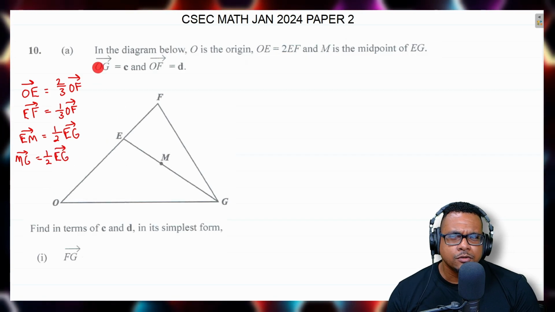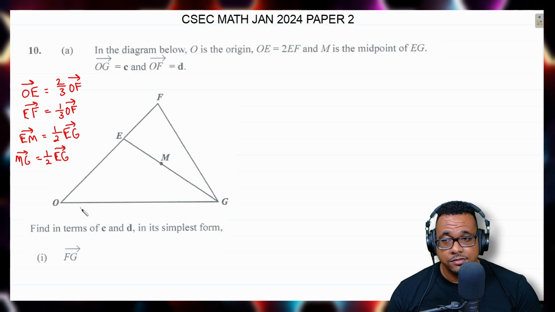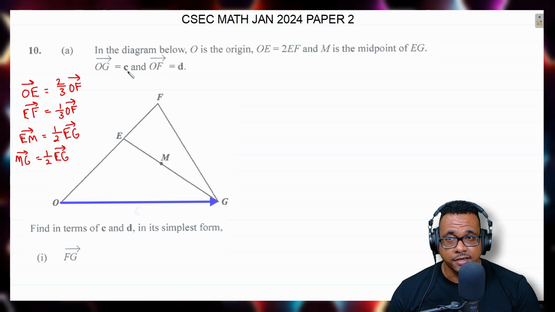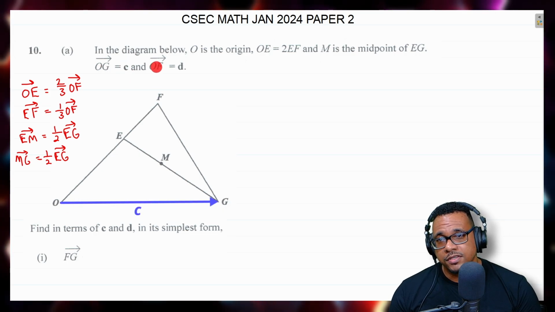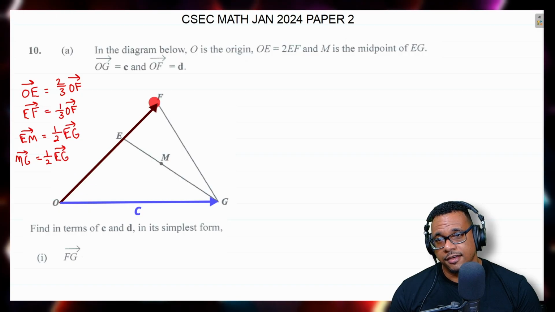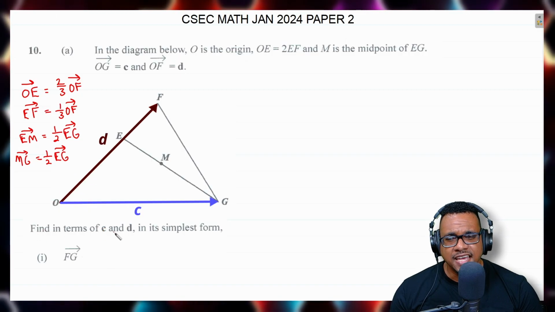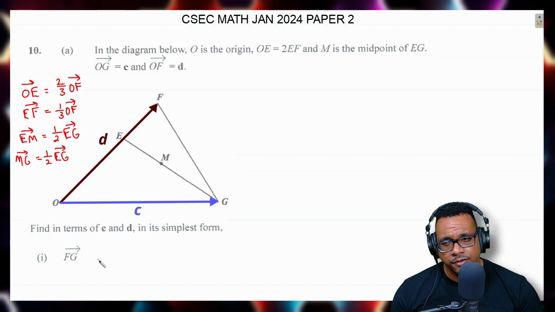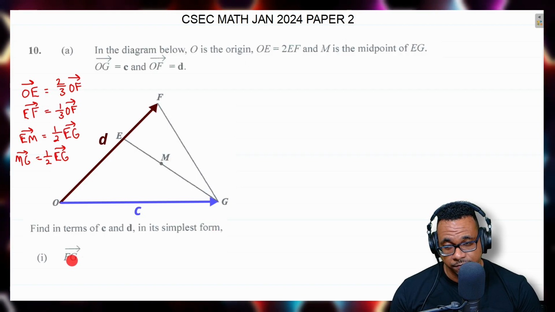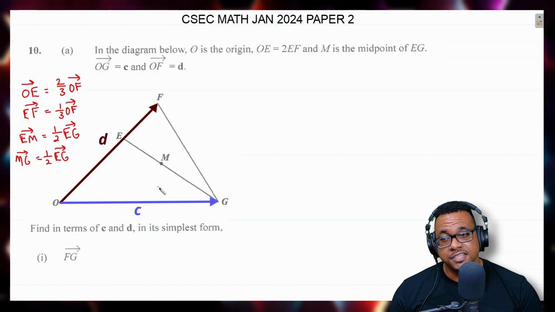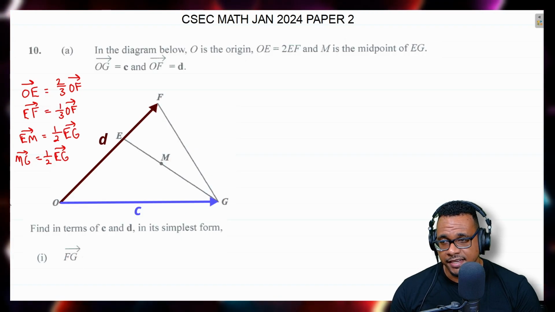And we have the vector O to G is c, so that's from O to G is the vector c, and the vector O to F is d. Now we want to find, in terms of c and d in its simplest form for part 1, the vector FG. So if you look at the vector FG, that's going to be our resultant vector. That's F to G. Let's highlight that.